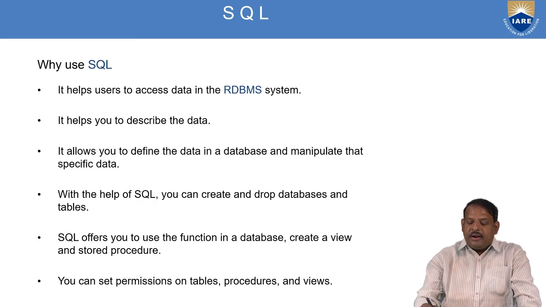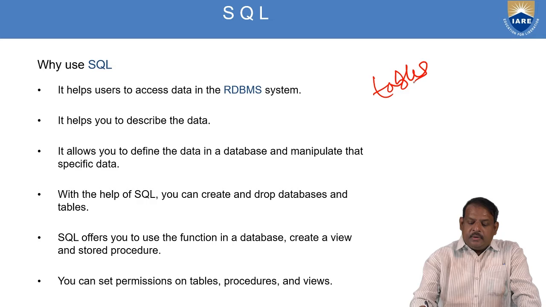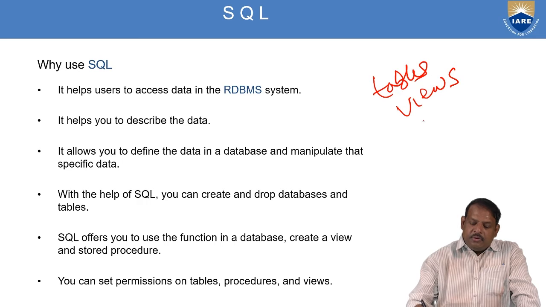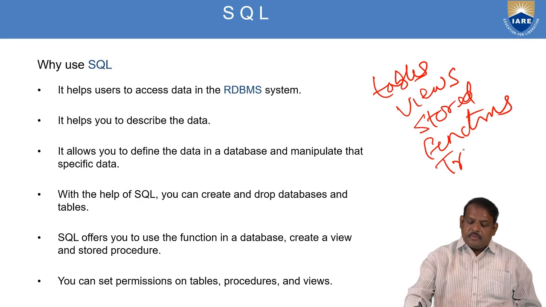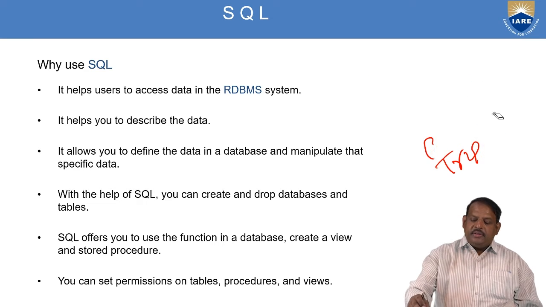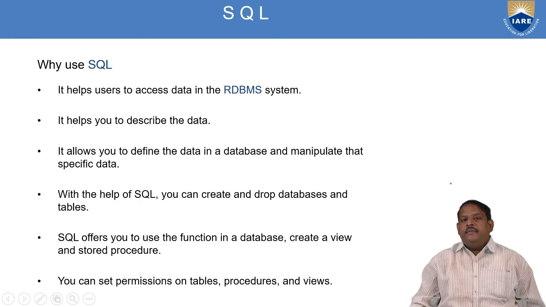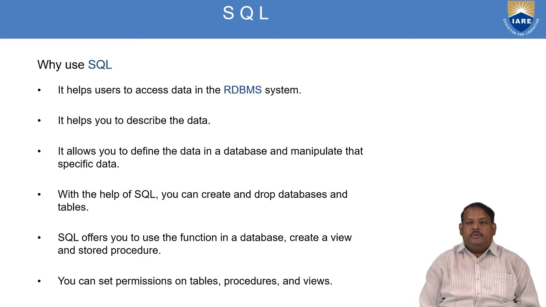So the other objects in the database could be tables. Then we have views. We have stored procedures. We have functions. We also have triggers, etc. So these are the various objects in the database which we can create, and drop. Drop tables, views, procedures, functions, triggers, etc. And you can also set permissions on a table, procedure, and views.